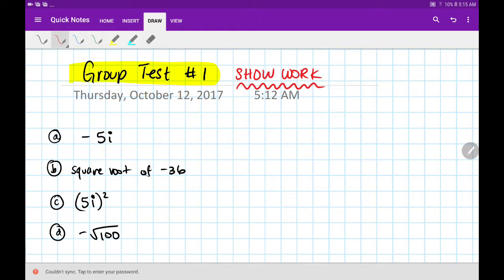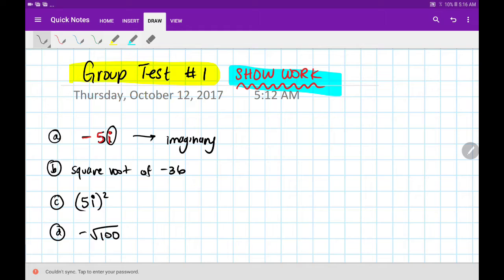So for these problems, it seems like we can just look at them and discover real or imaginary, but it actually is useful and necessary to show our work. So for letter A, negative 5i, well, nothing can be simplified here. There's nothing to multiply, to distribute. There's nothing to break down like this. So we're just going to look at it and say, there is an i. That i does not go away, so it is imaginary.